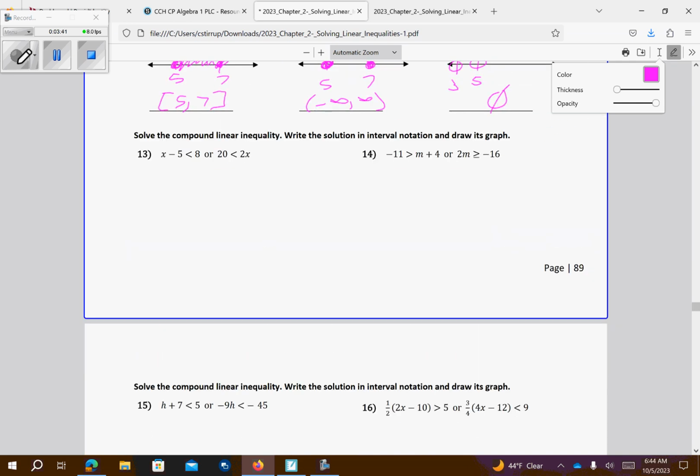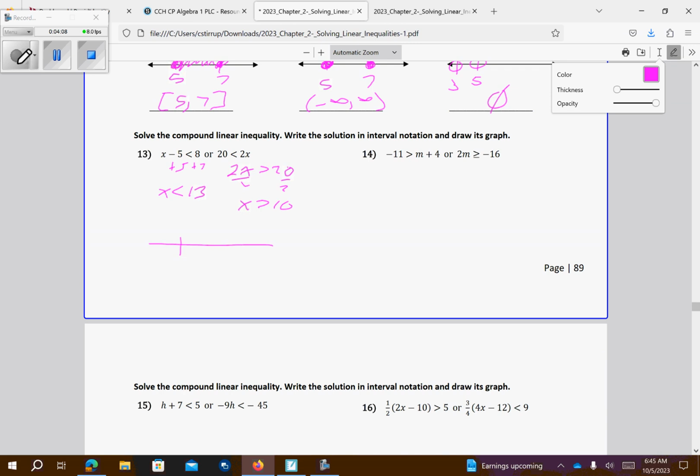All right, solve the compound linear inequality, write the solution in interval notation, and draw the graph. All right, so I'm going to add 5, add 5. So that gives me x is less than 13. I'm going to flip this one over, including the sign, to get the x on the left side. Divide each side by 2. So x is greater than 10.